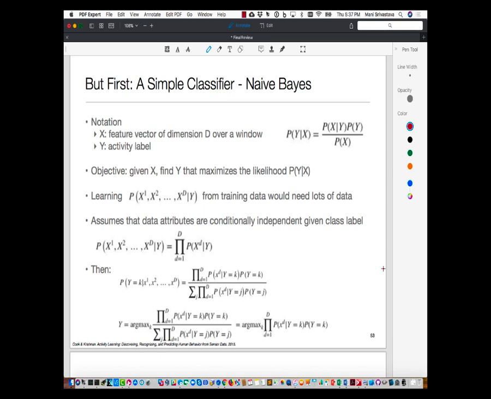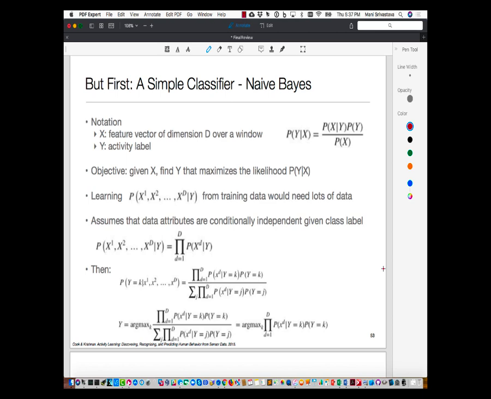What's the assumption we make in naive Bayes? Features are conditionally independent, right? So given the label, features are conditionally independent. Conditioned on that, features are independent.